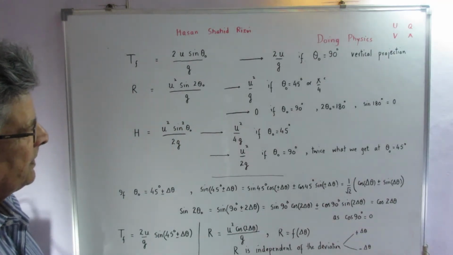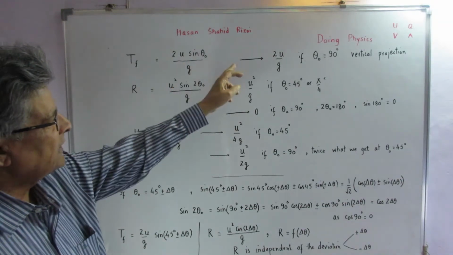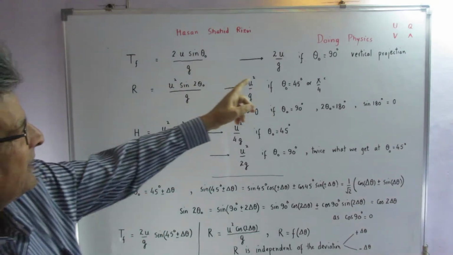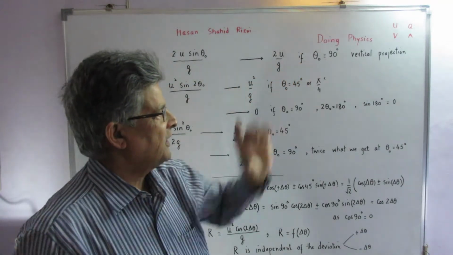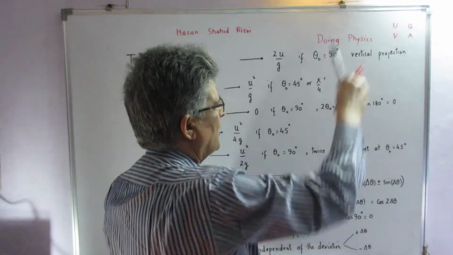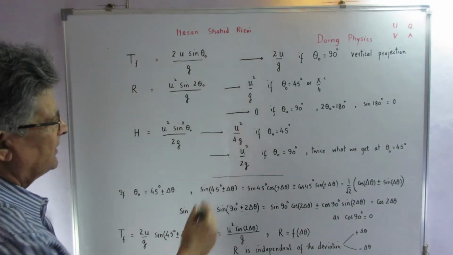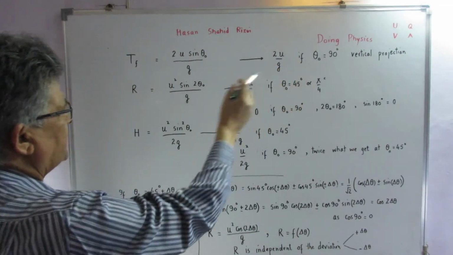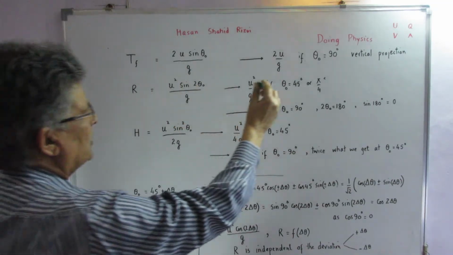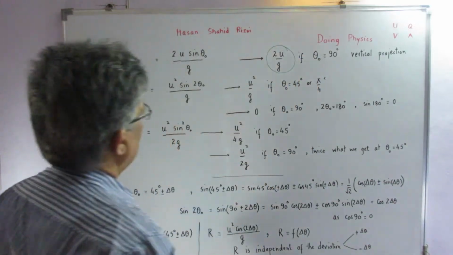So let me tell you as to what happens to the total time of flight here if theta 0 is 90 degrees, and that is, the projection is vertical. So for a projection of vertical, theta 0 is equal to 90 degrees and sine of 90 degrees is equal to 1, so it appears to be 2u upon g.